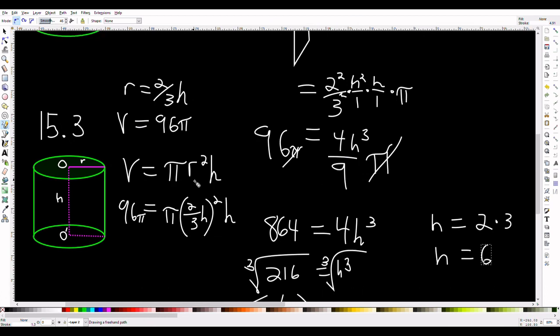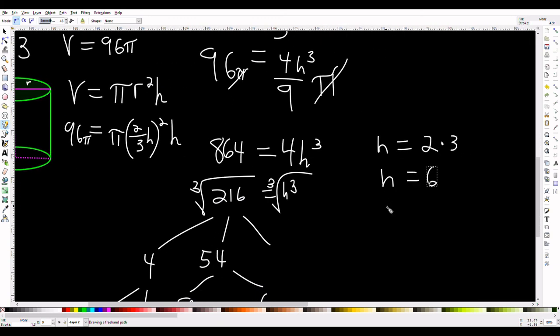Alright, so we found our H. And all that's left to do now is find the total surface area of the cylinder. We know what H is, and that means we can find R. R, as you recall, is 2/3 of 6, 2/3 of H. So R equals 4.